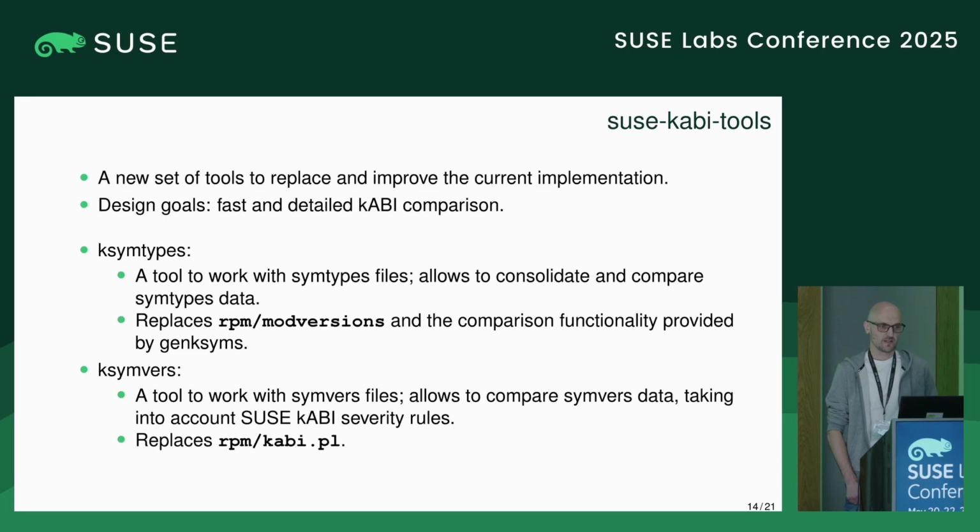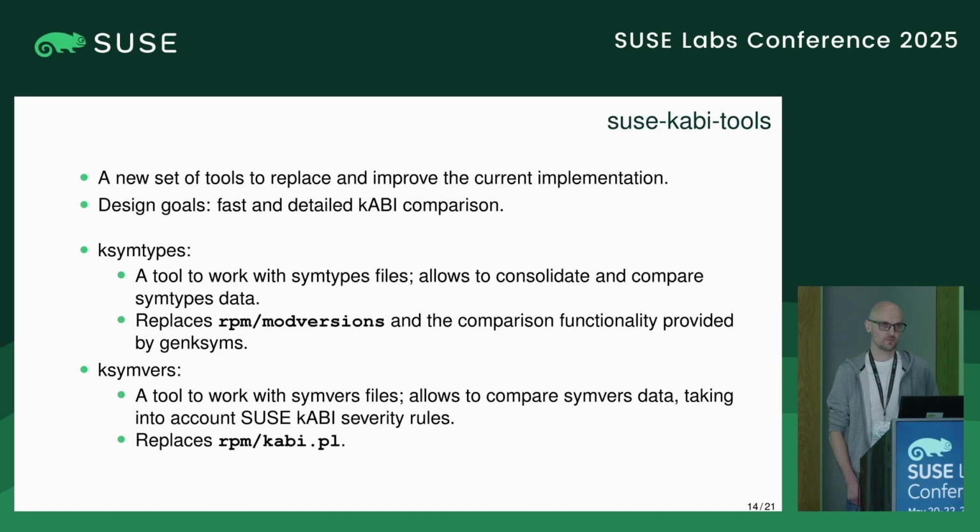So I started last year working on a new set of tools to replace the downstream script RPM mod versions and RPM KBI PL, as well as the comparison functionality provided by GenKSims. The tools have two design goals.